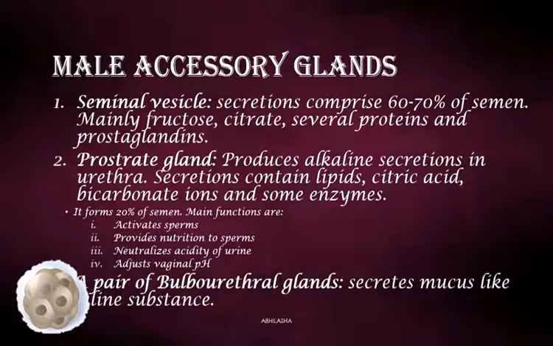The third gland is a pair of bulbourethral glands, which secrete a mucus-like alkaline substance that provides lubrication. Secretion of these glands constitutes the seminal plasma, which is rich in fructose, calcium and certain other enzymes. It keeps the sperms energy rich so that they can move.